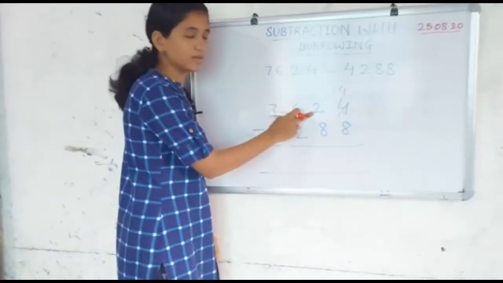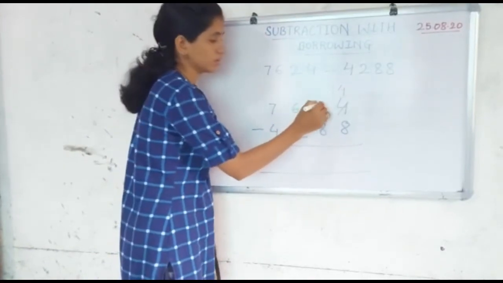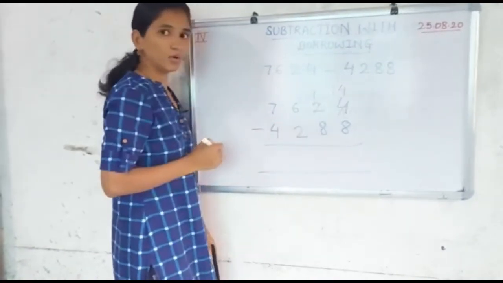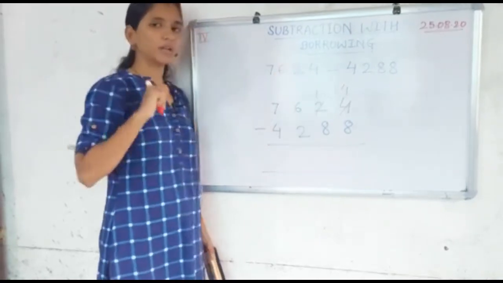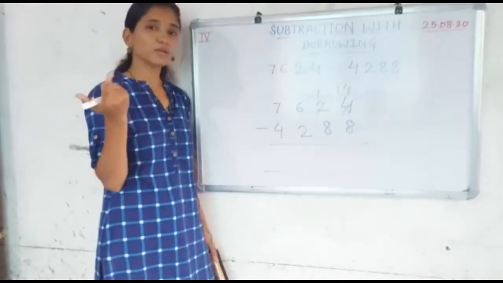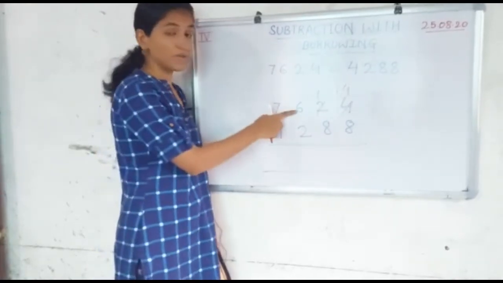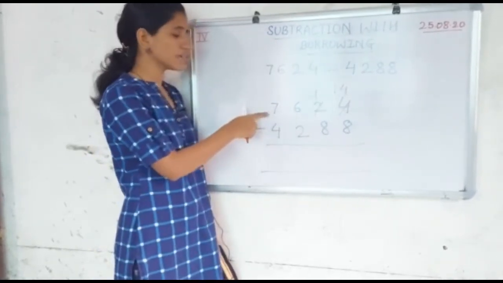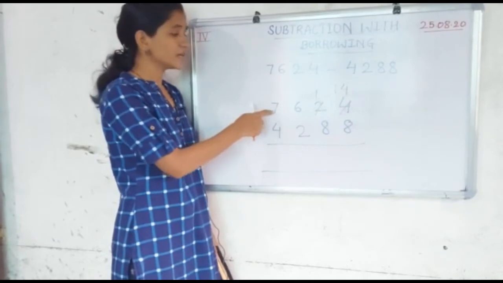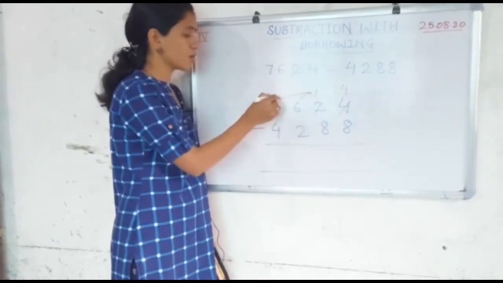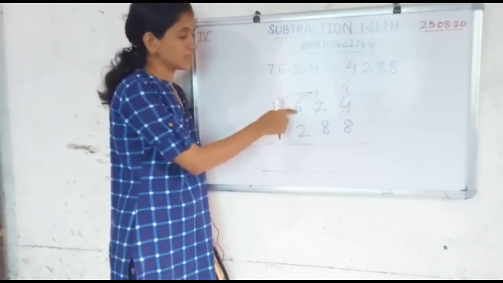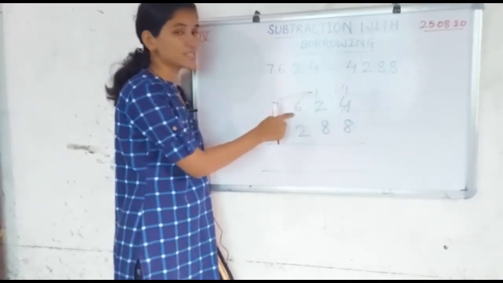But now the next problem is, because 2 has given one number to 4, 2 has become 1 now. You cannot subtract 8 from 1. Now what will 1 do? 1 will think, what should I do? May I borrow one number from 6 or 7? Which is nearer to me, 6 or 7? Yes, the number which is nearer to 1 is 6 only.